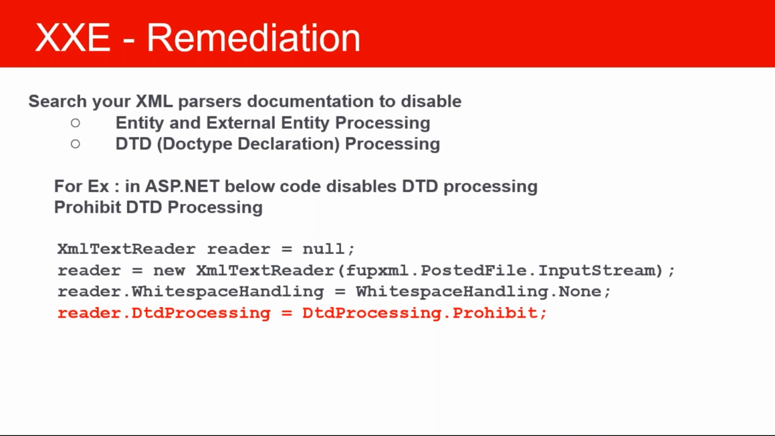Then what you need to do is search how to disable entity and external entity processing, or how to disable DTD processing. So these are the two things that you would need to search for. For example, in ASP.NET, the default XmlTextReader library, you can disable DTD processing using the simple reader.DtdProcessing equals DtdProcessing.Prohibit flag. So once you do this, even if somebody sends a malicious XML file, your XML parser will not process it, or will probably throw an error depending upon the implementation.